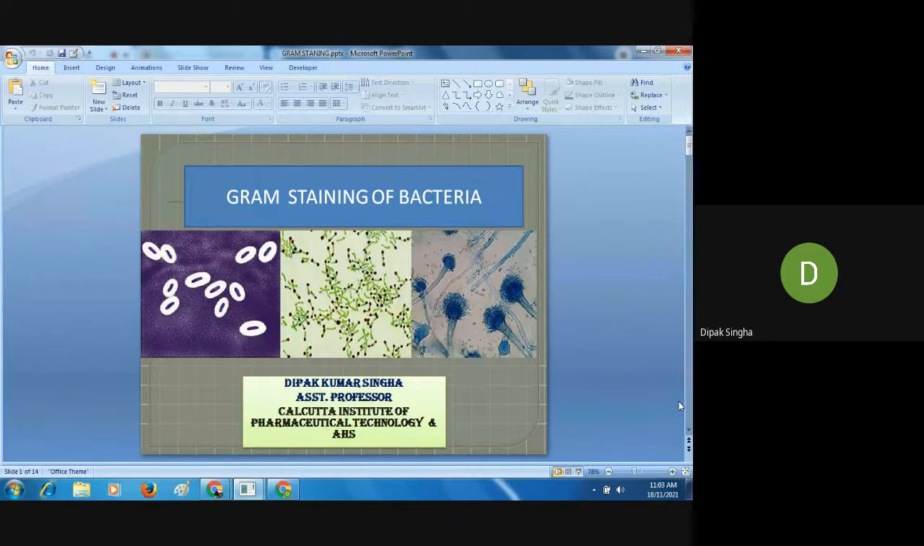Gram staining identifies bacteria under the microscope. Suppose there is one microorganism, how do we identify it? This is the basic, very simplest protocol to identify whether a bacterium is gram positive or gram negative. But the actual name of the organism cannot be identified by this test, only whether it is gram positive or gram negative.